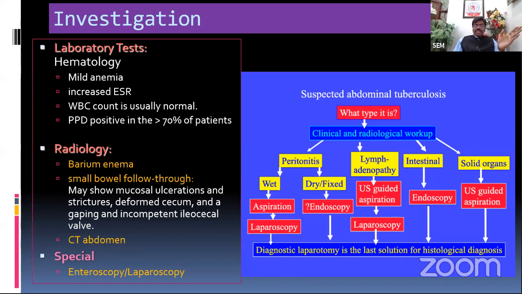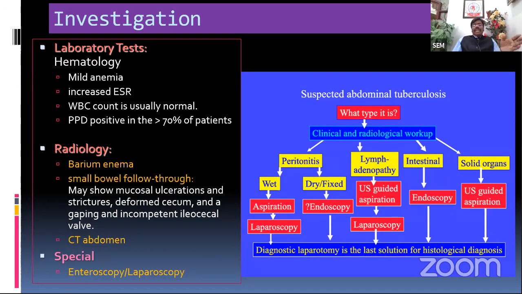What about the investigation? If you do blood investigations, the patient may be anemic, but the more important thing is that the ESR, the erythrocyte sedimentation rate, will be raised. If you do a Mantoux test, very many times it will be positive, but it is non-specific. We should know that it is not very specific, because most of you and me, 70% of the people in India, will be positive. So it is very, very difficult.